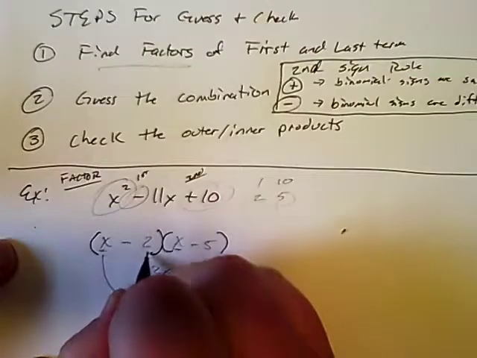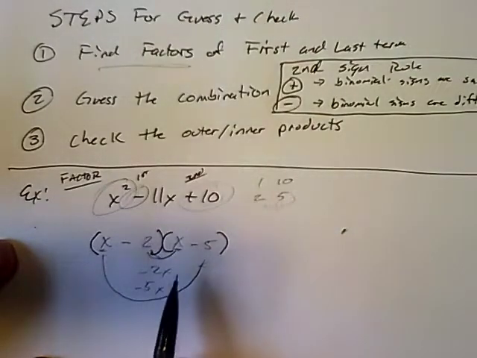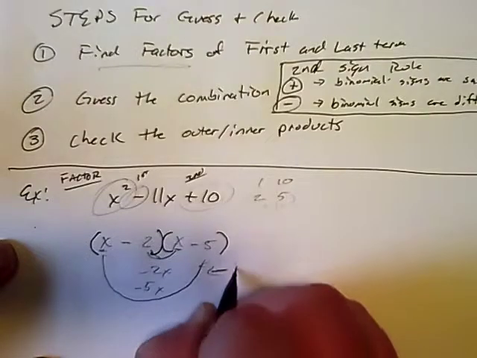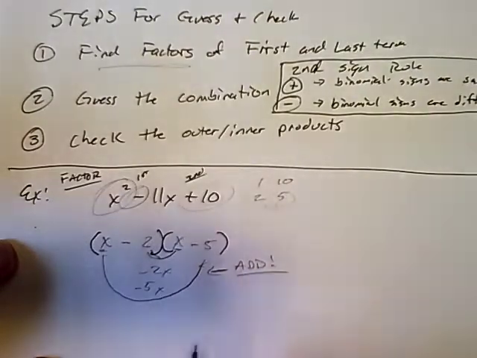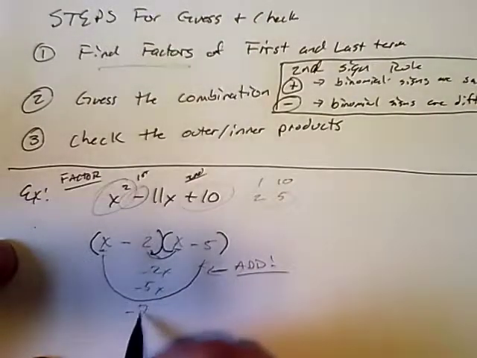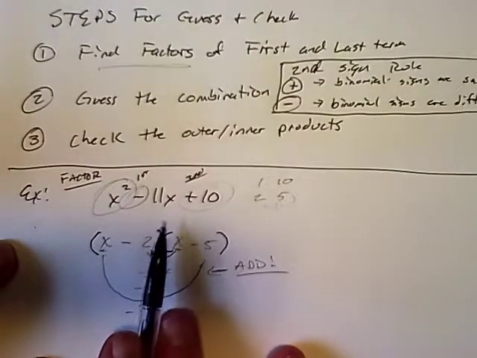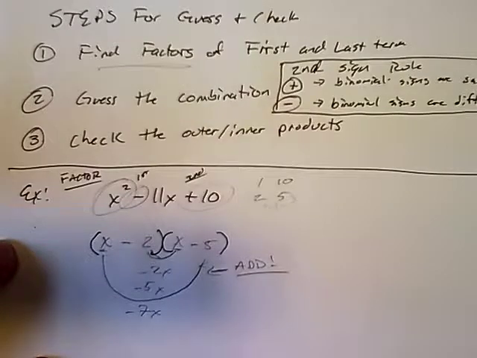When I check the outside and the inside, it makes this weird looking smile. So I'll call it the OI smiley face at times. But here we need to add. Negative 2, negative 5 gives me a negative 7x. Well, I needed it to be a negative 11x. So I know that this is wrong.